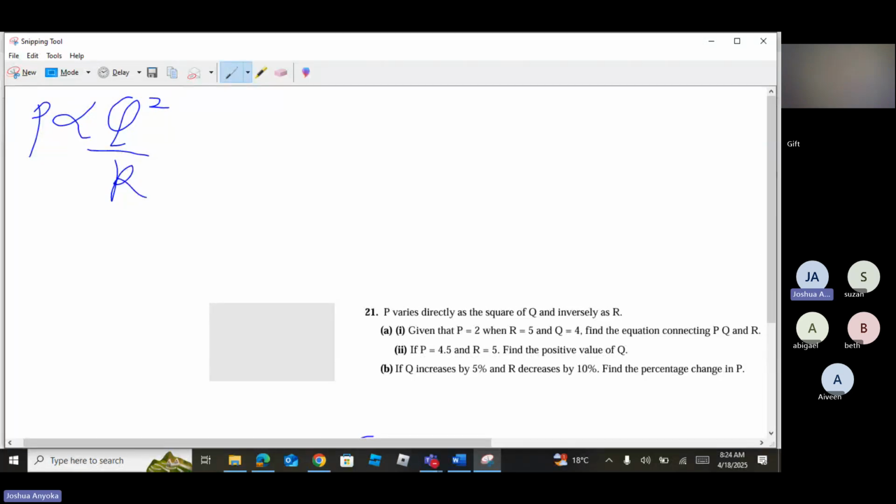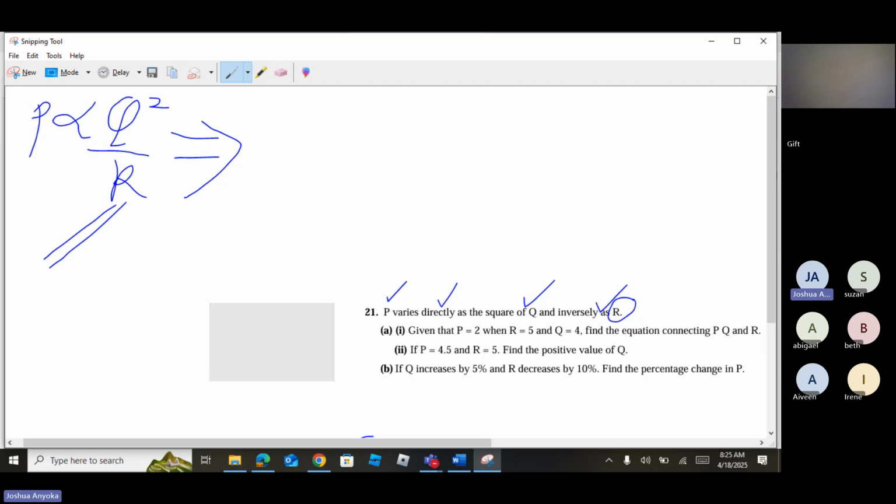So read again and try to relate. P varies directly as the square of Q, and inversely as R. So R should go to the denominator and the Q squared on the numerator. From this, it translates to a proportionality equation, and now it translates to an equation. So P is equal to K Q squared over R.